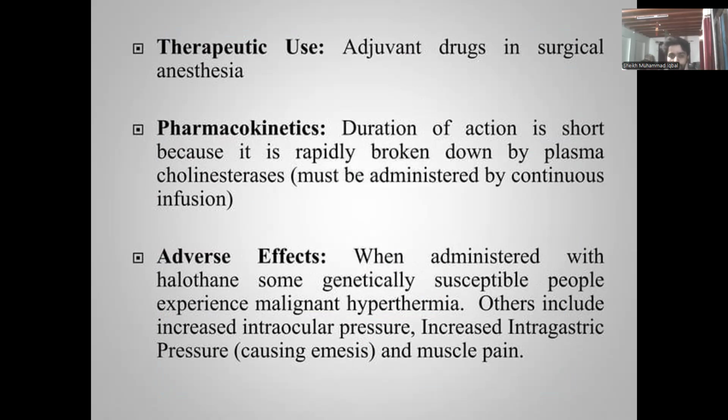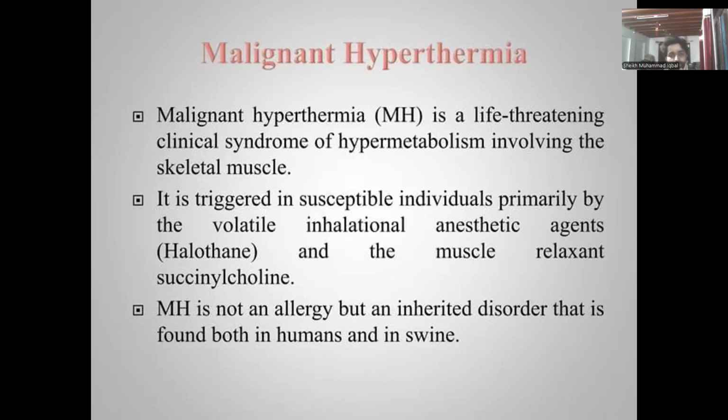gaseous anesthetics like halothane. People with some genetic predisposition can experience malignant hyperthermia. It is a kind of allergic-type reaction, but more or less genetic, towards certain anesthetics, usually gaseous anesthetics, which can cause increased body temperature followed by muscle spasticity. Another adverse effect is increased intragastric pressure, causing muscle pain. We can discuss it. It is a life-threatening clinical storm.